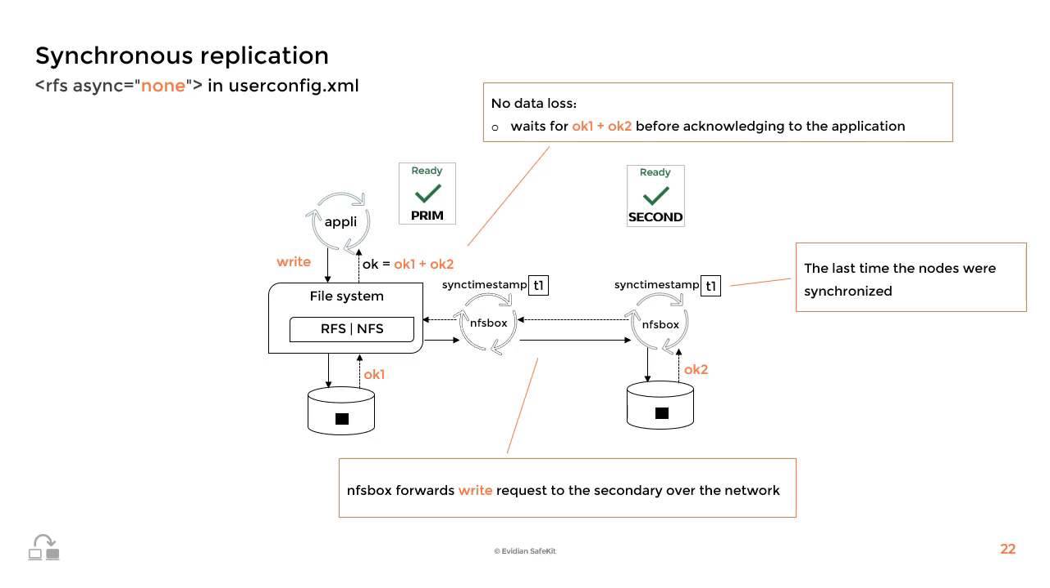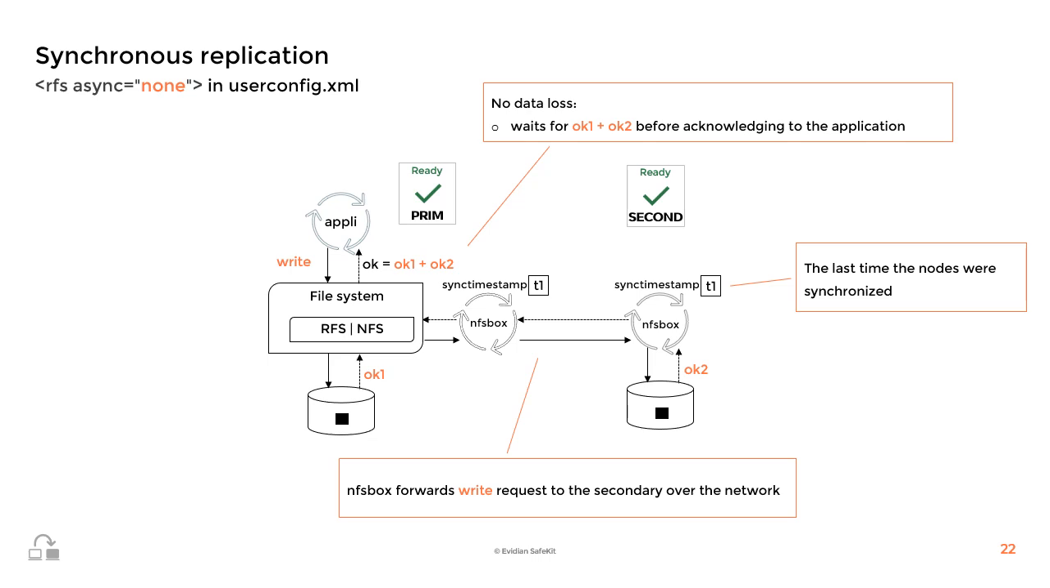SafeKit implements synchronous replication with no data loss. This means that on a synchronous write I/O requested by the application, it waits for the acknowledgement from the secondary node before acknowledging to the application. Here is an explanation of the use case with async set to none in the RFS tag, meaning that the write I/O must be put on both disks before acknowledging to the application. In the figure, you see that the NFS box process of the primary node sends the replicated data to the NFS box process of the secondary node.